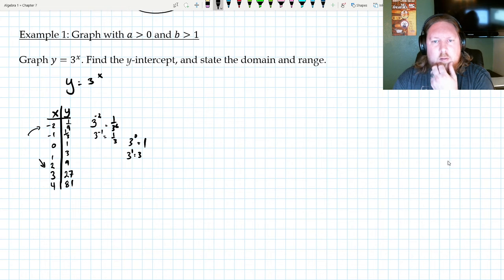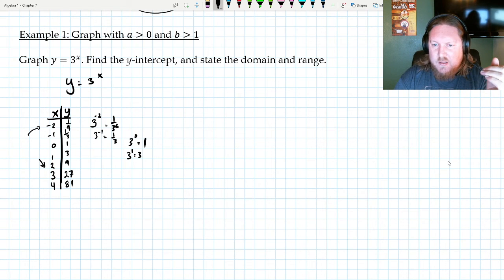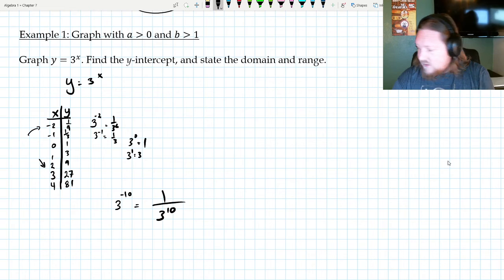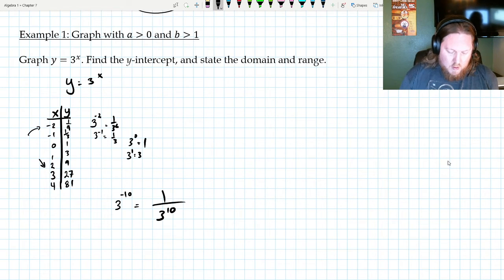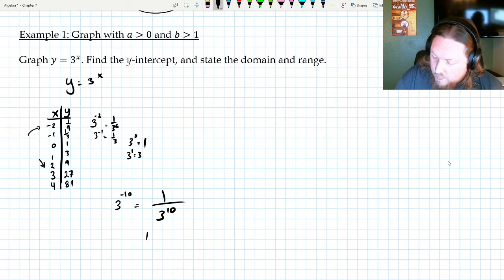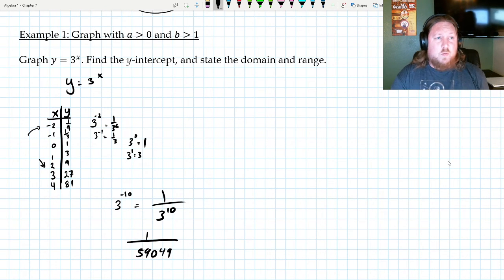Over here, as the numbers get more negative in the domain, they get very, very small. Like think about negative 10 for my x. 3 to the negative 10. That's the same as 1 over 3 to the 10. I don't even know what 3 to the 10 is. It's gigantic. Where's my calculator? 3 to the 10. I wonder if it even fits on the calculator. It does. So it's 1 over 59,049. That's really, really small, right? I can't even draw for you how small that is.